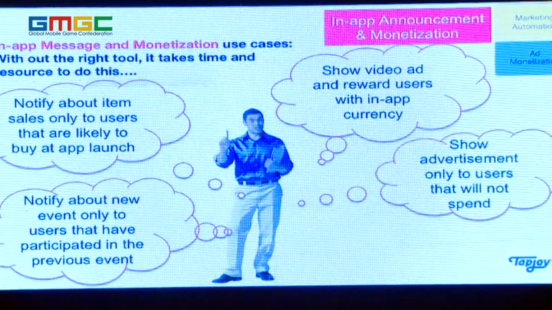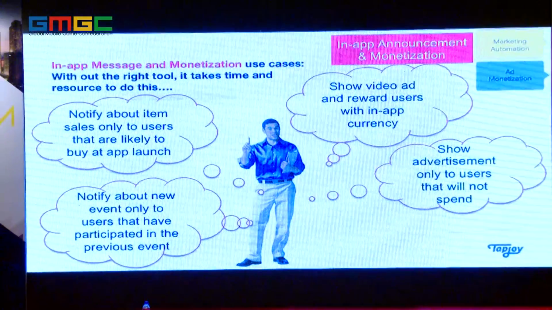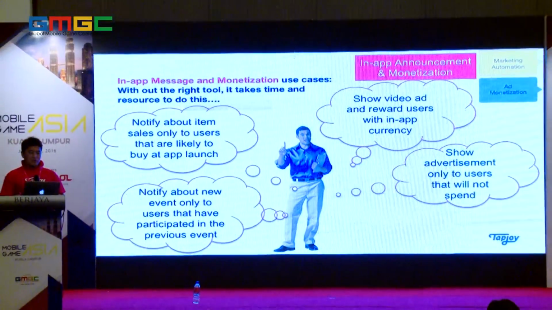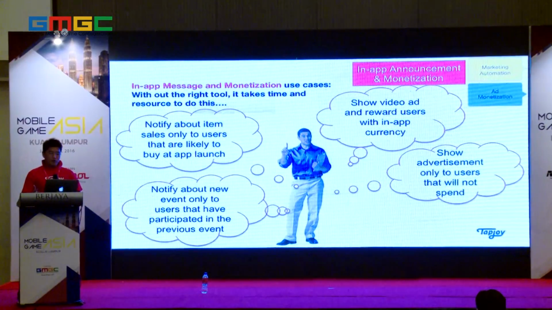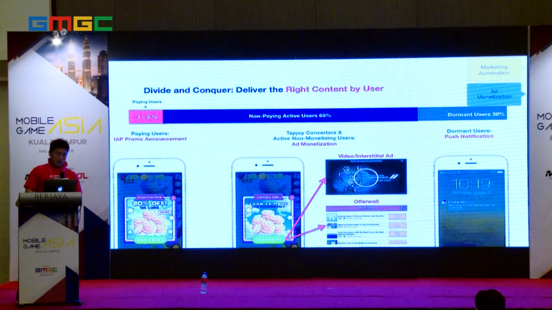And next is something about in-app announcements and also ad monetization. Like in most apps, when you activate the app, or maybe when you lose a battle in the game, you often see pop-up messages coming up on the screen, right? And when you do that, you wouldn't want to show the same creative or same messages to different kinds of users. What we can do is, using our system, you can actually customize and show different creatives and messages to segmented users. So this is an example of what you can do.